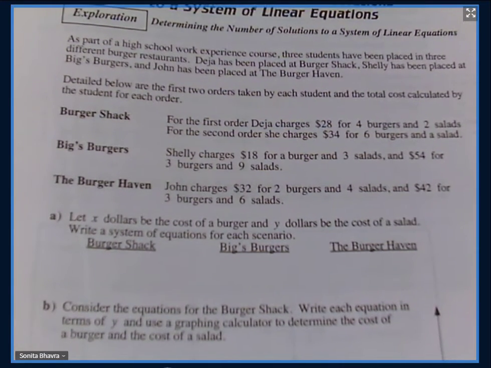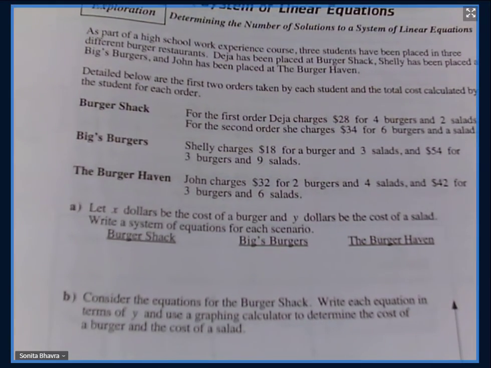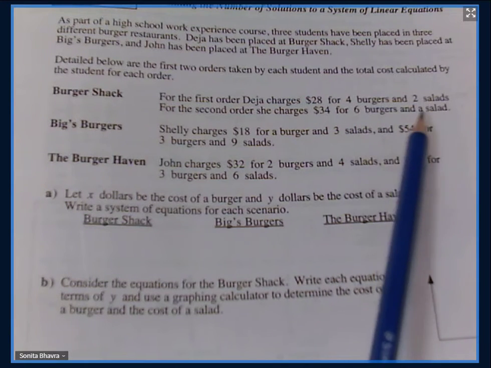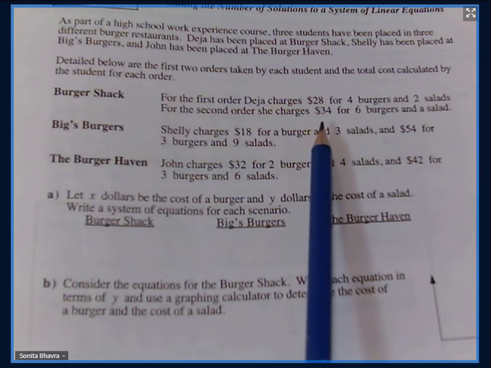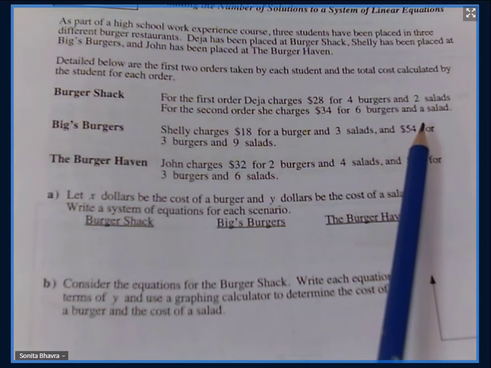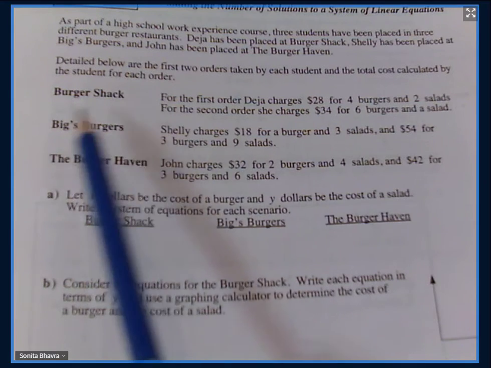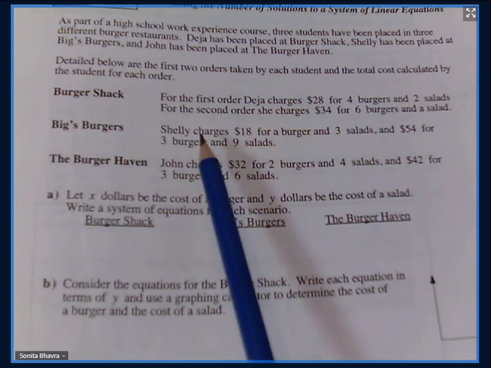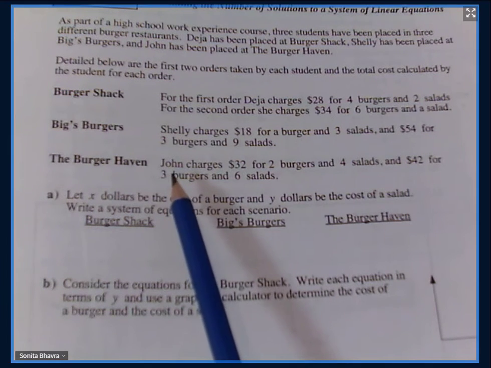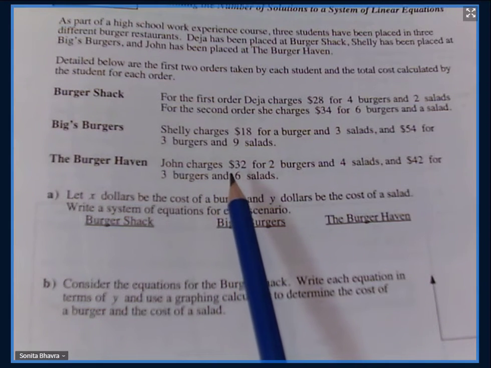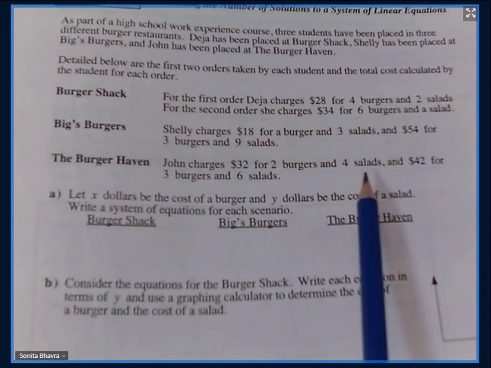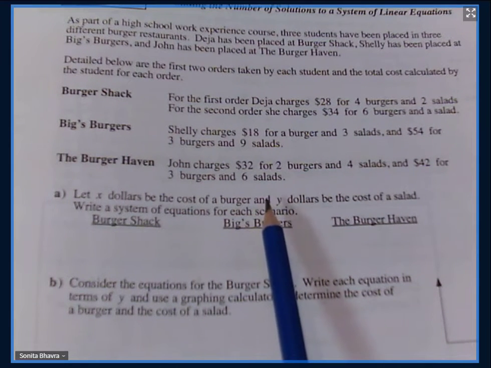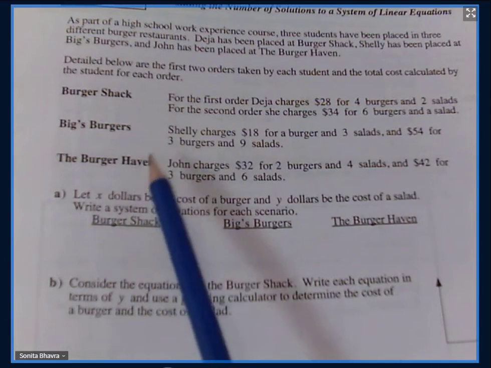student for each order. So if we look at the first order from Burger Shack, Deja charges $28 for 4 burgers and 2 salads. And then for the second order, she charges $34 for 6 burgers and a salad. Then from Big's Burgers, Shelly charges $18 for a burger and 3 salads, and then $54 for 3 burgers and 9 salads. And then Burger Haven, it's $32 for 2 burgers and 4 salads, and then $42 for 3 burgers and 6 salads. So what we can do is come up with equations for each burger place.